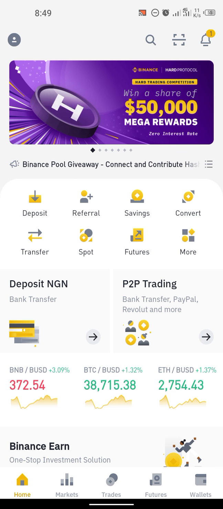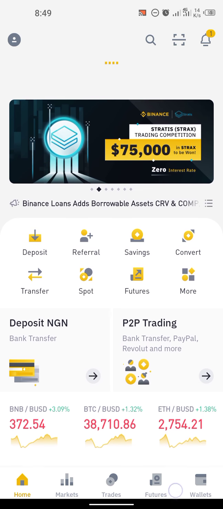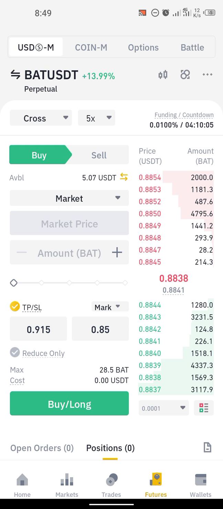Futures trading. So how do we trade futures? When you want to trade futures, you just navigate to this and click. Okay, this brings us to the interactive interface of futures. So okay, what do we do now? We'd love to go through some of the items we have here.